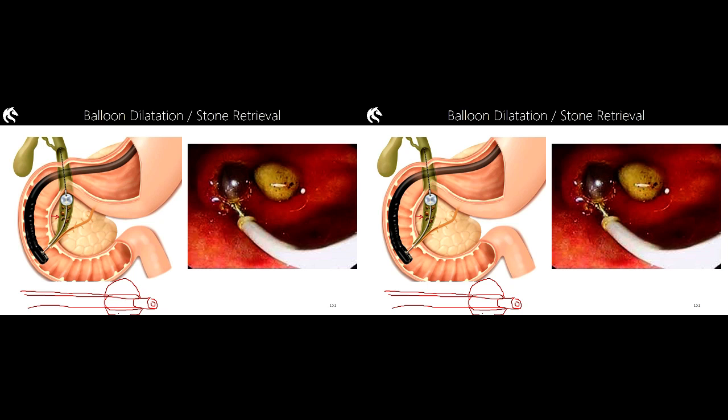Doesn't matter if you've got a big old dense rock or you've got mud, if you push that balloon past it, fill it up to the size of the duct and pull it out, it's going to pull all that junk out with it. Okay? So, method number one for removing a stone out of the common bile duct is by using a balloon catheter. You blow the balloon up past the blockage and yoink it out. That's method number one. It's useful for gravel and mud. It's useful for big, nasty individual rocks.